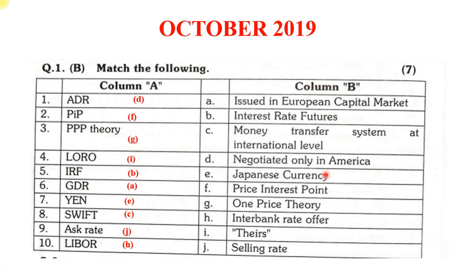Alongside this, the next question was match the column. So ADR was D, negotiated only in America. PIP is F, price interest point. PPP theory is G, that is one price theory. LORO is I, which is Diaz. IRF is B, international future rate. GDR is A, issued in European capital market. Yen is E, Japanese currency. SWIFT is C, which is money transfer system at international level. Ask rate is J, which is selling rate, and LIBOR is H, which is interbank rate offer. Okay, again, you can go through it once and then take a screenshot of this.